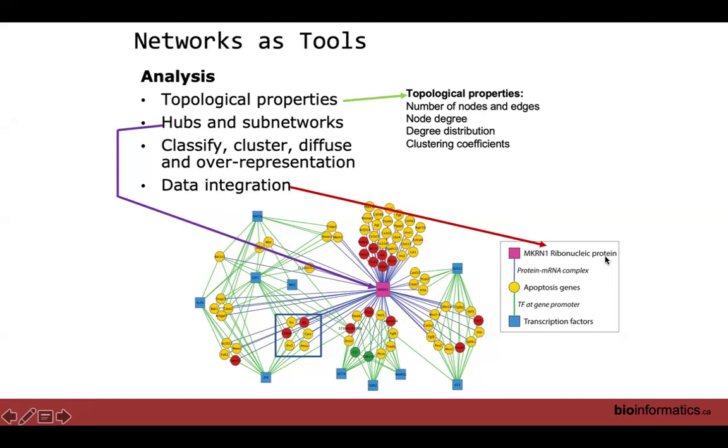What you'll also notice is there are different types of edges, right? So there are blue edges and there are green edges. A green edge is a transcription factor binding to a gene at a promoter, but a blue edge is actually a protein interacting with an mRNA. So there's a lot of information stored in this tiny little network, right? And these are just a few of the things that we can do when we're analyzing a network.